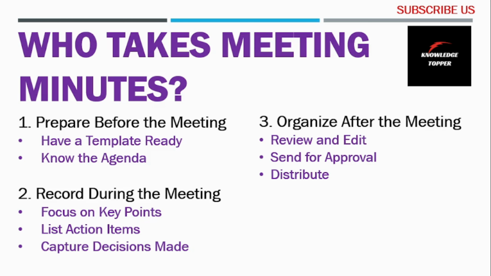The second step is record during the meeting. Focus on key points. You don't need to write down everything. Focus on the main discussions, decisions, and action items. Also, list action items. Write down any task assigned, who will complete them, and deadlines if mentioned. Don't forget to capture decisions made. Note any conclusions or votes taken.